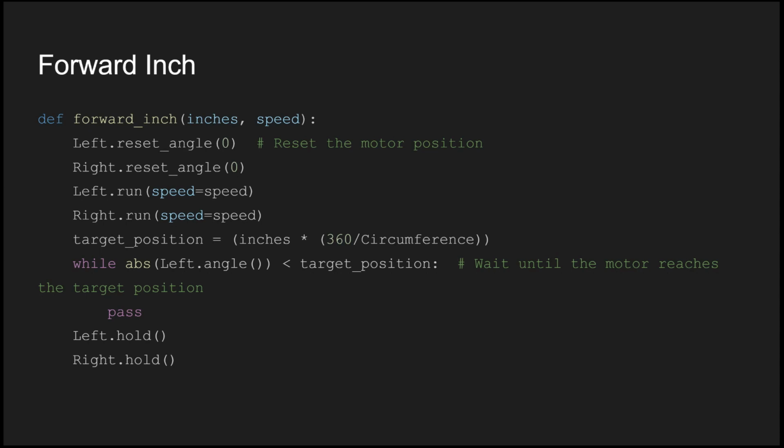While statement says while the motor degree that we are at is less than the motor degrees that we want, keep looking. While the motor degree that we are at is greater than the motor degrees that we want, we exit the loop and stop the motors.